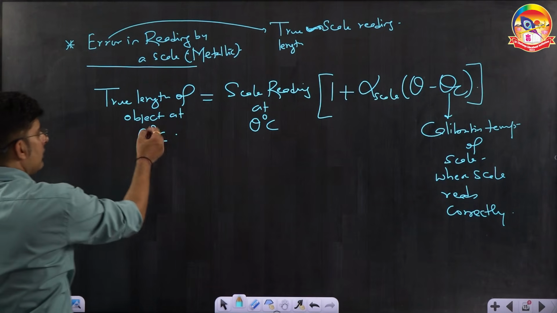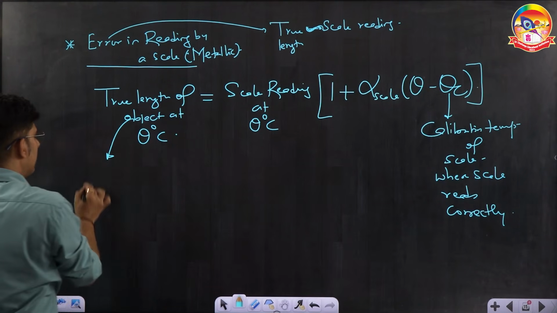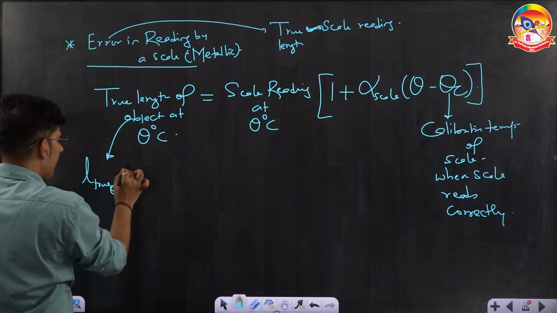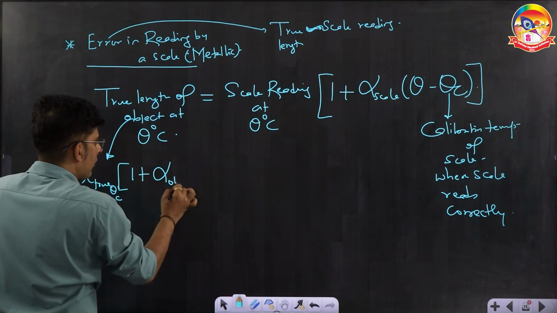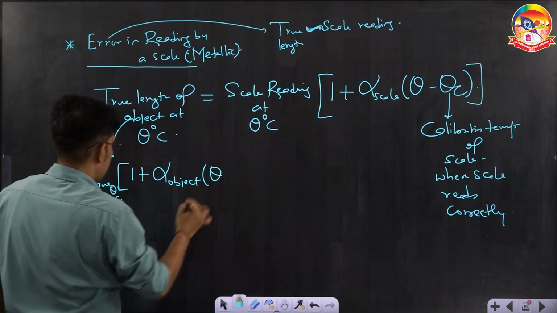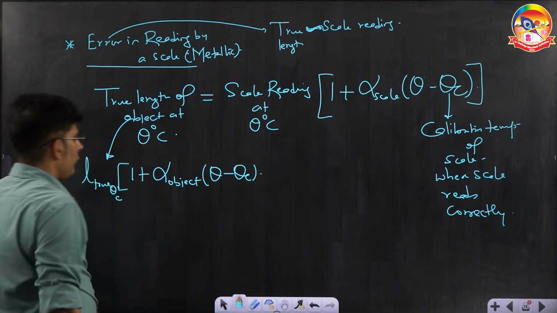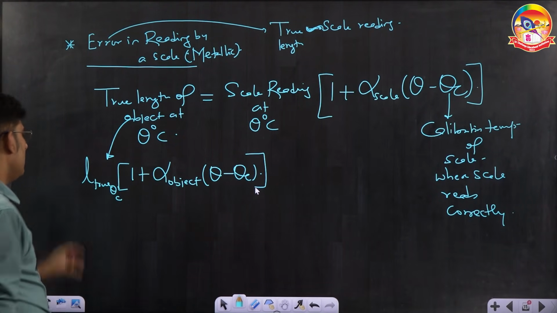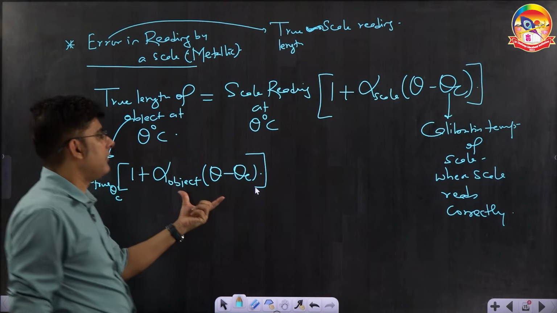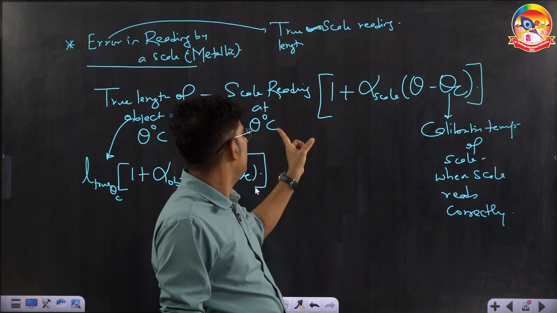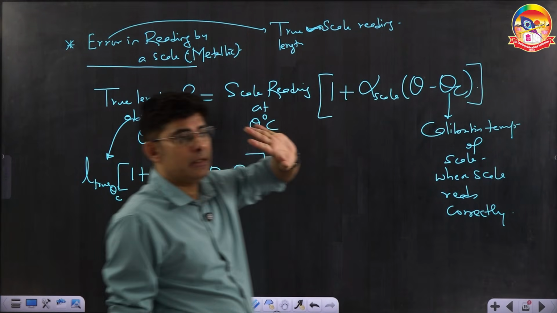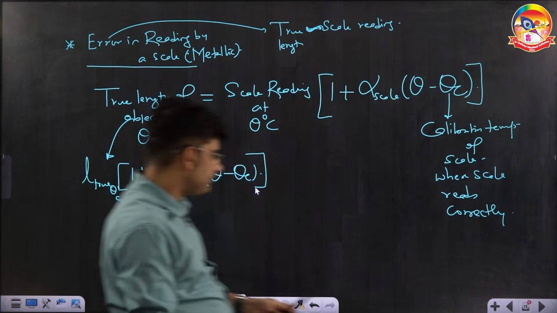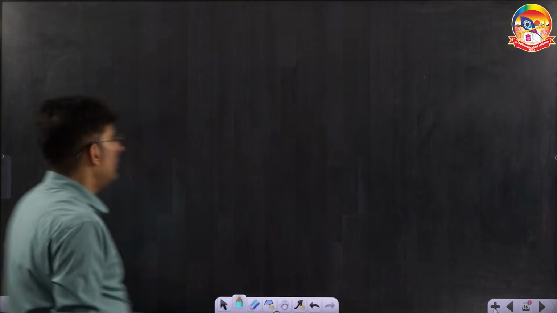Now sometimes the true length of the object at theta degree Celsius, we can write as the true length at calibration temperature theta c into 1 plus alpha of the object into theta minus theta c. So we have this relation, and you can use it in any way. L true at theta c into 1 plus this value is equal to scale reading at theta into 1 plus alpha scale into theta minus theta c. So this expression we can use directly in questions.